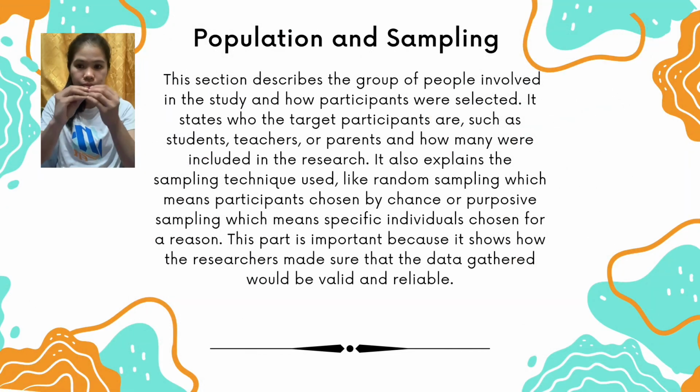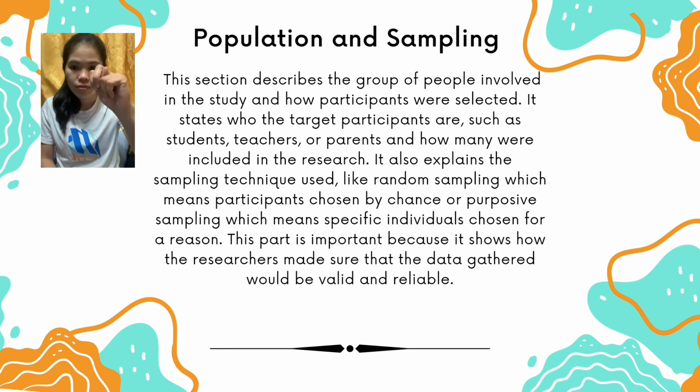Population sampling. This section describes the group of people involved in the study and how participants were selected. It states who the target participants are, such as students, teachers, or parents, and how many were included in the research. It also explains the sampling technique used, like random sampling, which means participants are chosen by chance, or purposive sampling, which means specific individuals chosen for a reason.